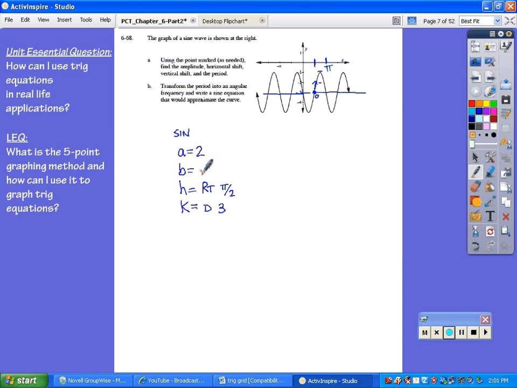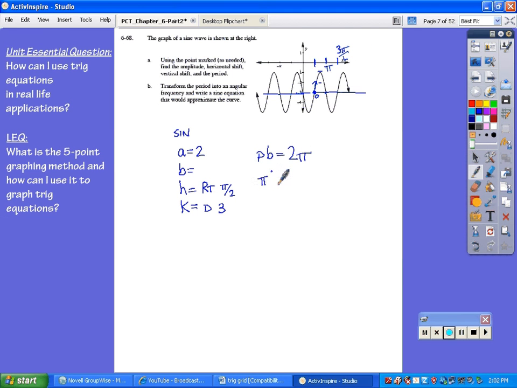Last, we have to figure out our frequency. That's where we're using PB equals 2 pi. So on our graph, we need to figure out what the period is. How long does it take to repeat itself? Okay, so here's pi over 2. Half of it happens till pi. The other half happens till 3 pi over 2, which means our period is pi.